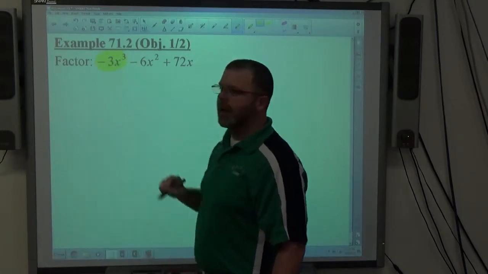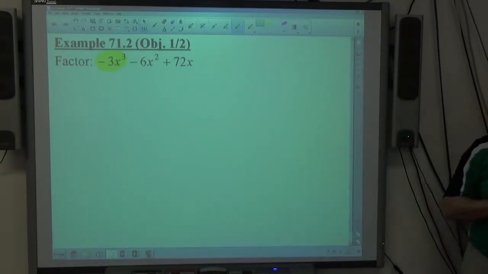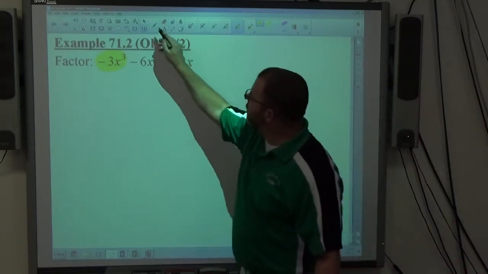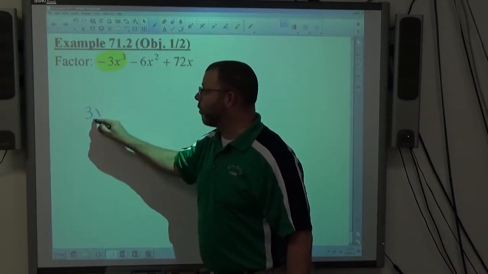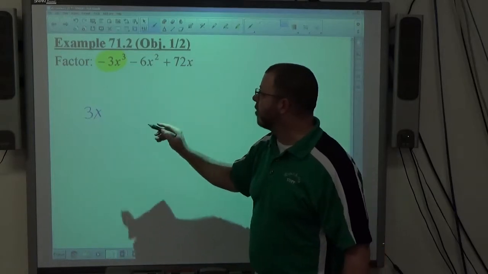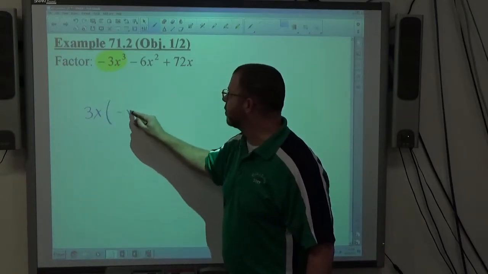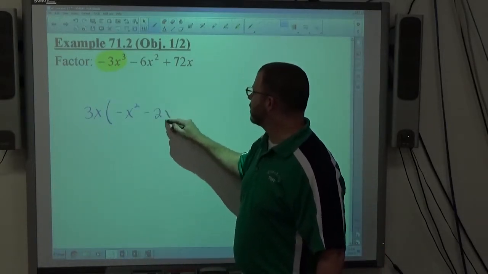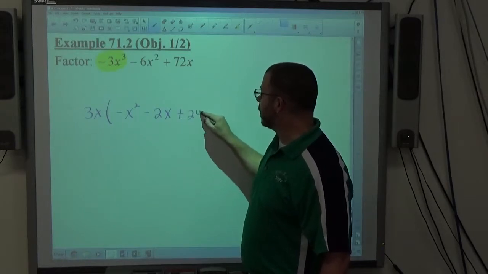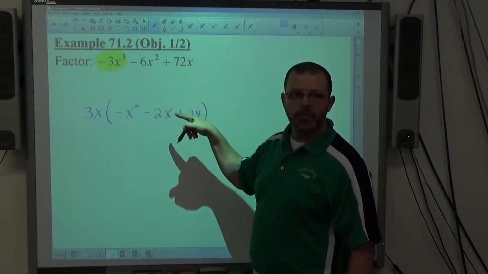the highest power term of x. It's very, very important that it becomes a positive 1x squared. Okay? If it's not, you don't know how to factor it right now. So, if I were to just take out a 3x, and don't write this down because this isn't right, but if I just took out 3x, what would be left over? Would be negative x squared minus 2x plus 24. That's what we'd get. All right?